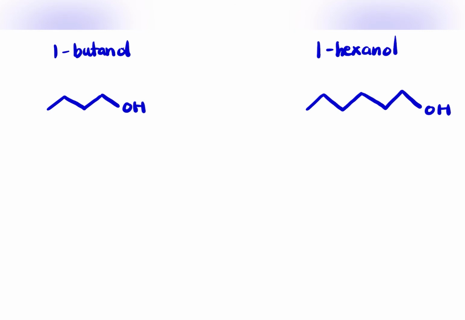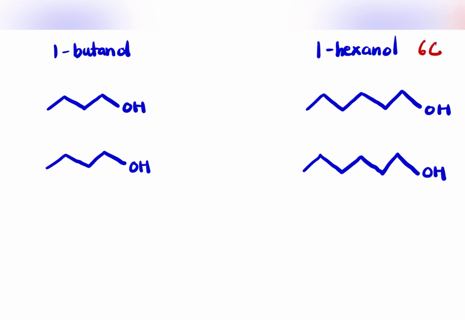When we talk about the boiling point, it means that we are comparing two of the same alcohols. So for 1-butanol, I'm comparing with another 1-butanol. You can see that I have another structure for 1-butanol. Same goes for 1-hexanol. Here, you can see that 1-hexanol has a higher boiling point than 1-butanol because it has a larger size. This one has 6 carbons, this one has 4 carbons.